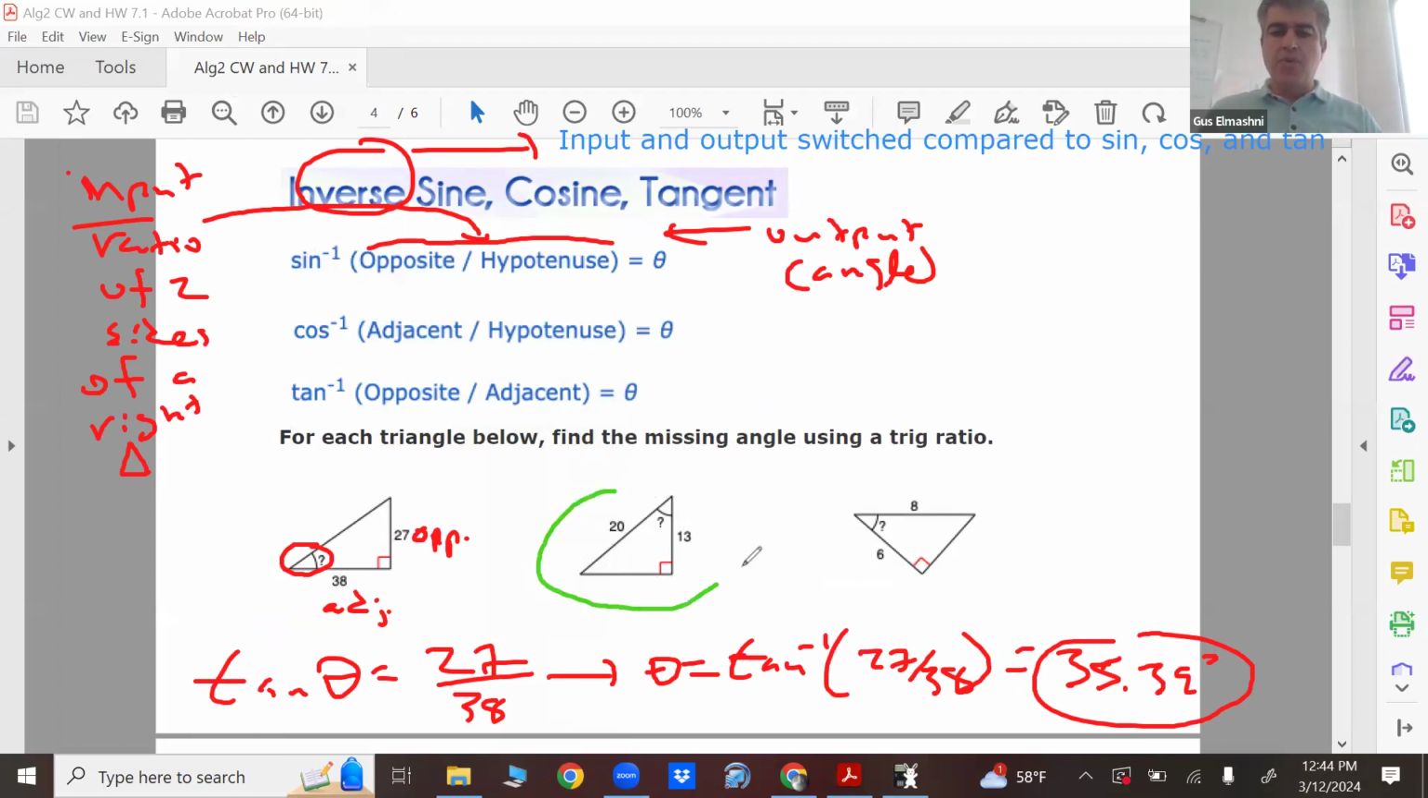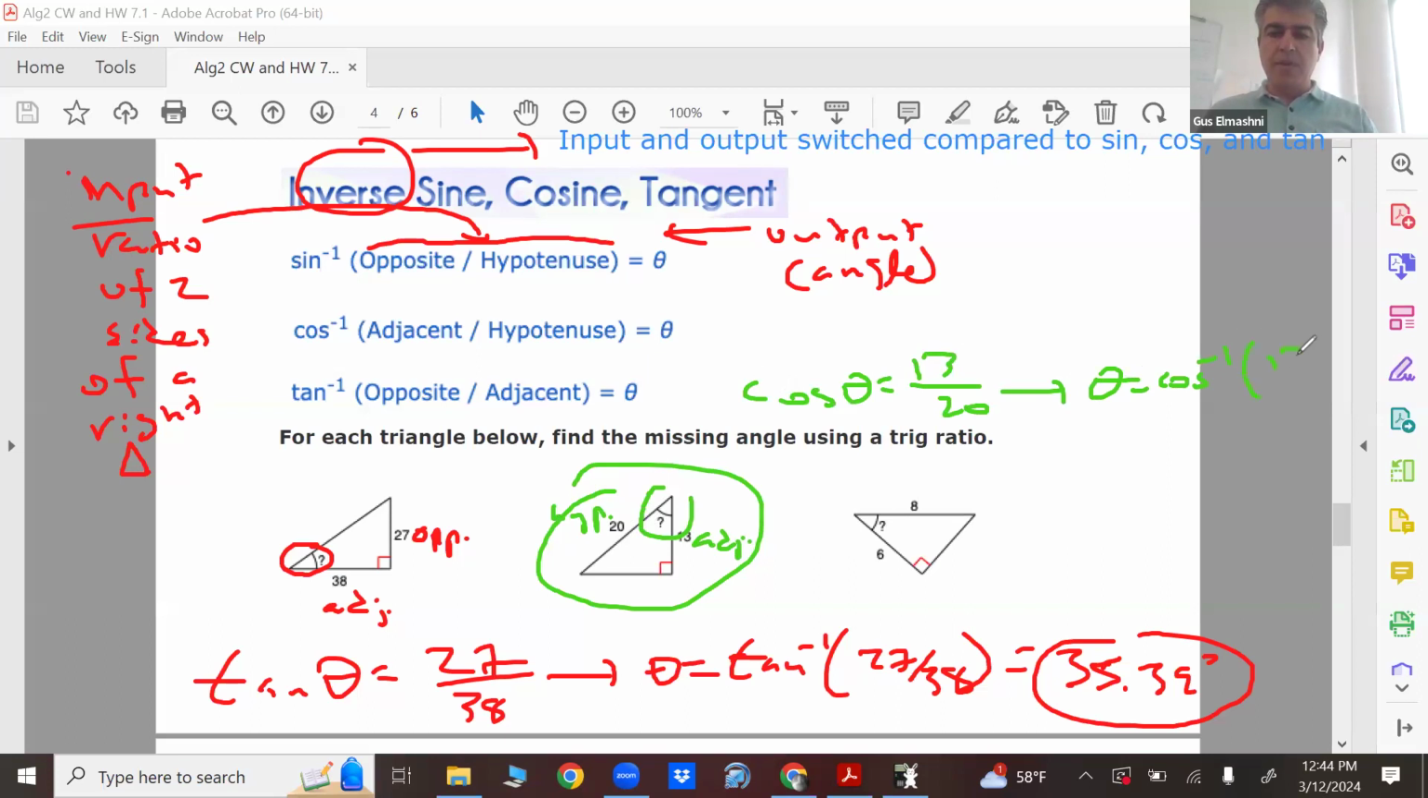Okay, the middle triangle. What's 13 compared to the angle? And the 20? So we're going to say cosine theta equals 13 over 20. Hence, theta is inverse cos of 13 over 20. That's 49.46 degrees.